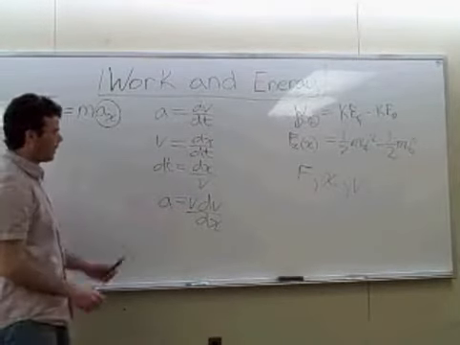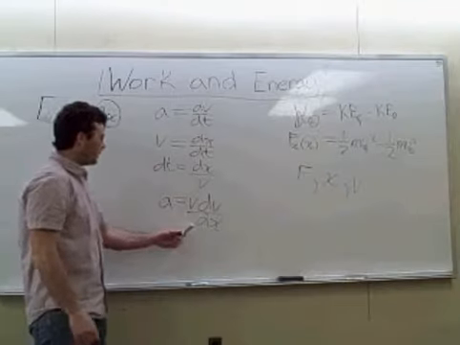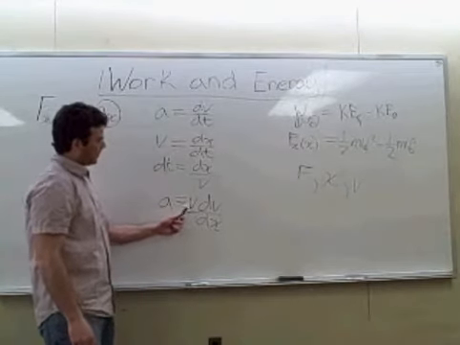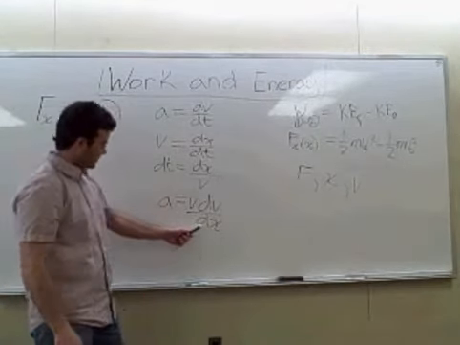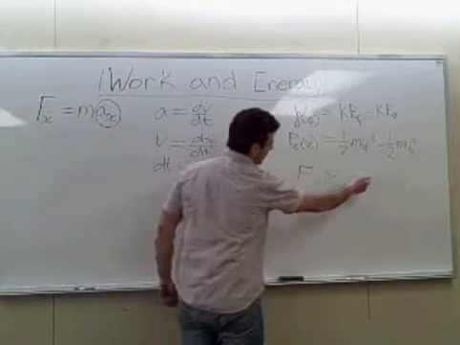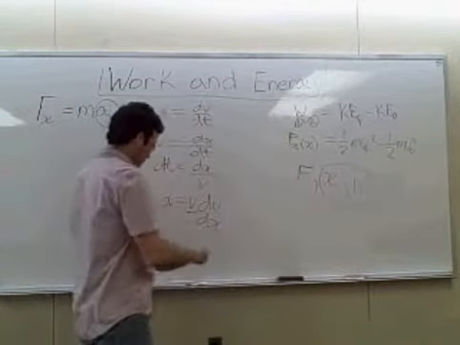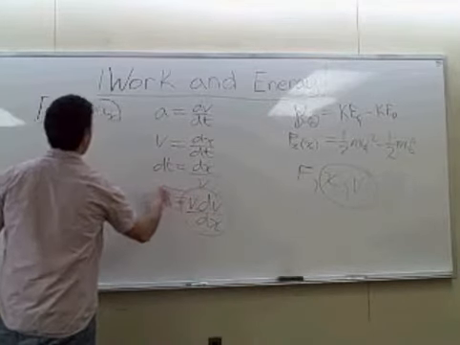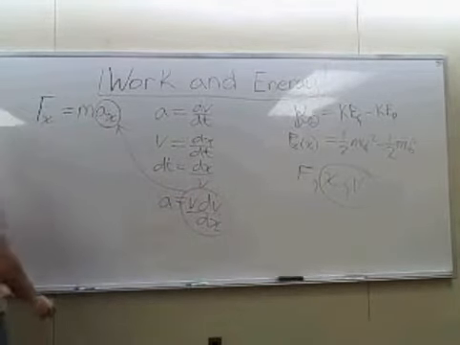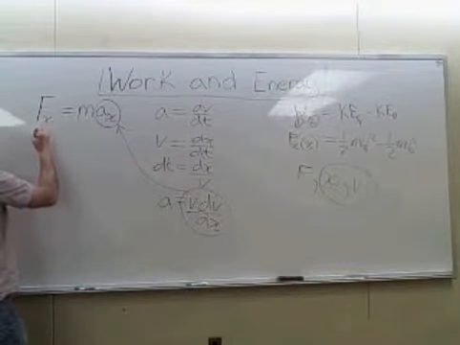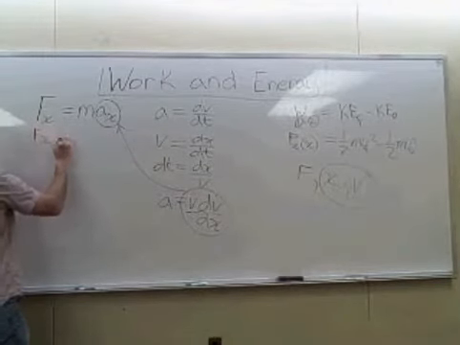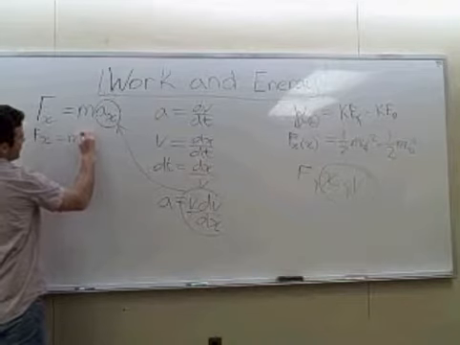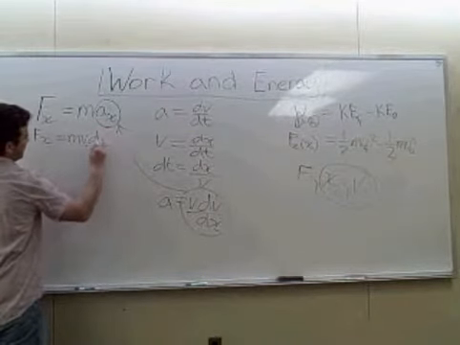So we're going to substitute our v dv/dx in for a. And why are we doing that? Why do we know that we can do that? We know because we're solving a problem in terms of velocity and in terms of position. So now we take this and substitute it in for our acceleration. Now our equation is starting to look a little bit better. Our force in the x direction equals m v dv/dx.